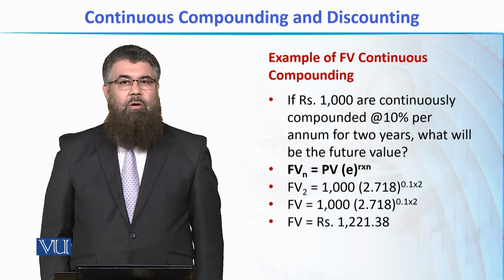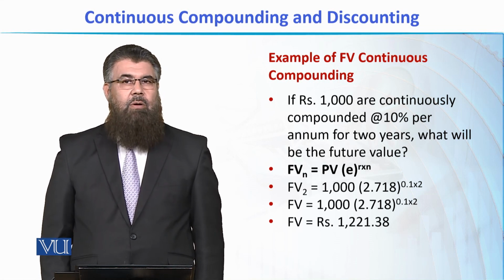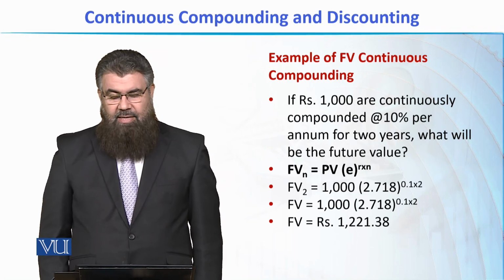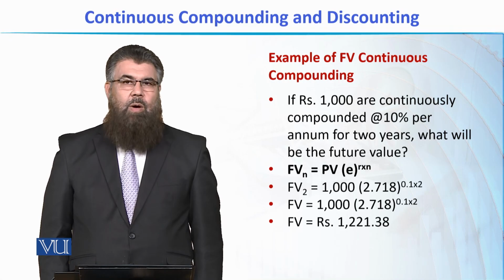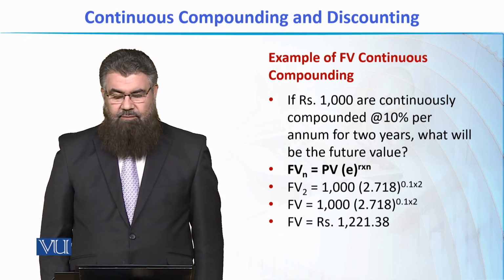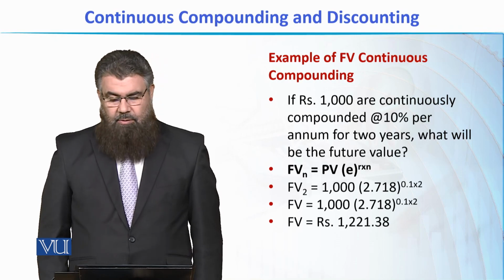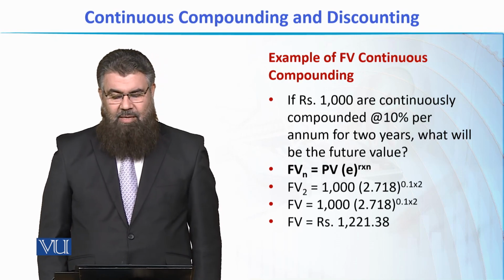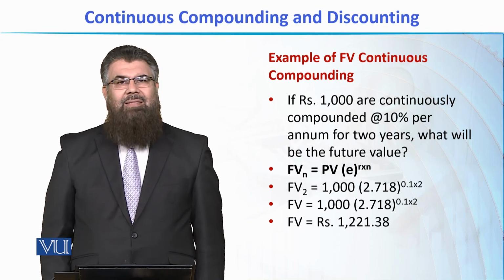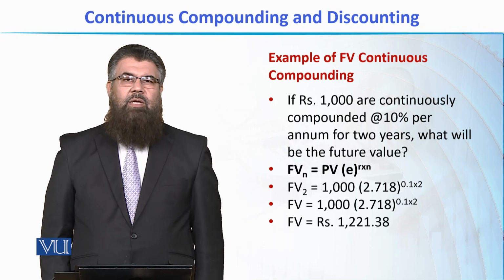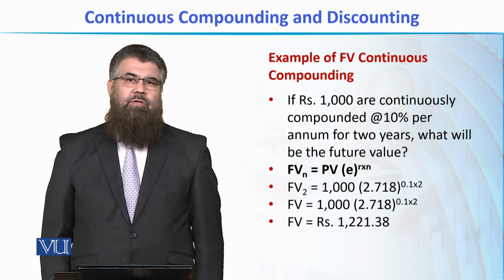This value will always be the same in all the applications of continuous compounding or discounting. And we'll take the power as 10%, which will be shown as 0.1. And because it is done for 2 years, we take the power equal to 2. Now the answer for this is 1221.38. And this is the maximum value that we'll get if we compare with shorter period compounding future values.